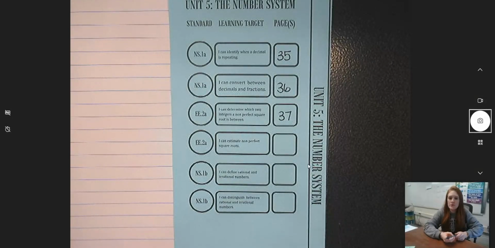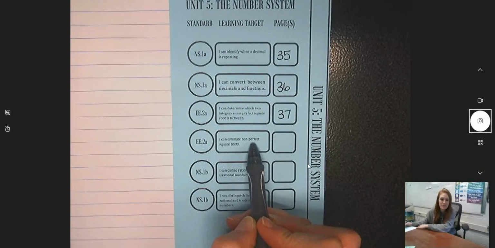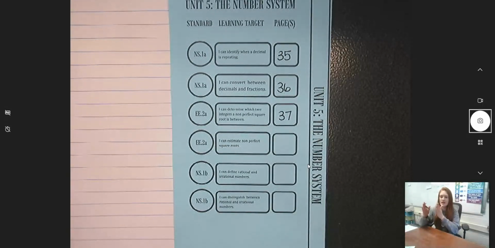If you open up to your table of contents, we are getting started with being able to estimate non-perfect square roots. So taking our 2.0 skill one step further than just being able to say it's between these two, and being able to pinpoint that decimal a little bit more accurately.